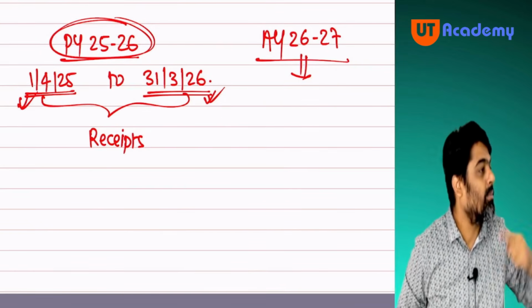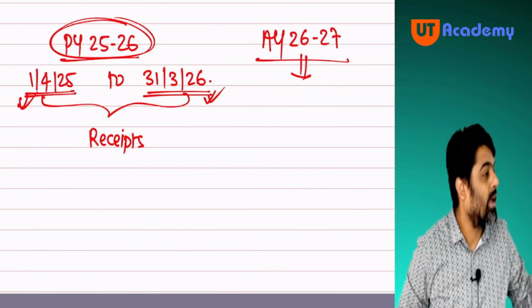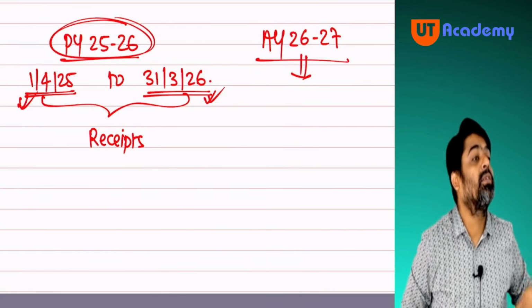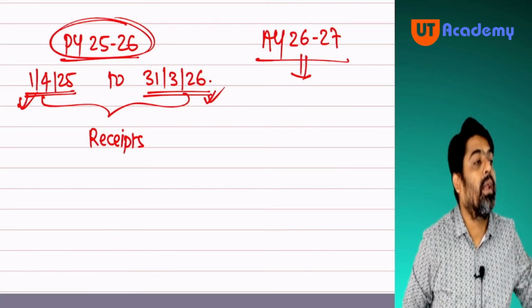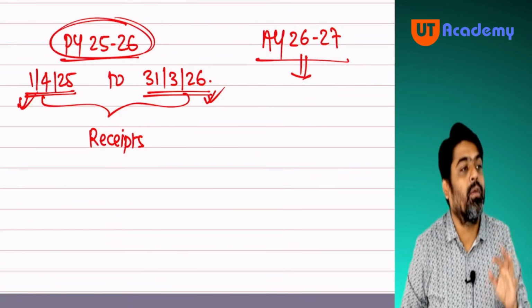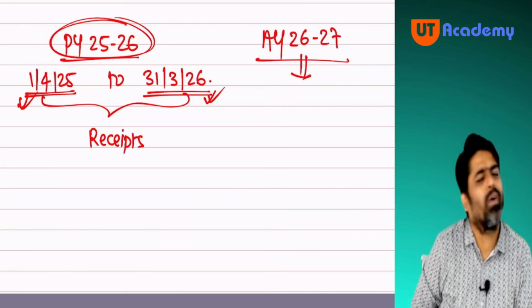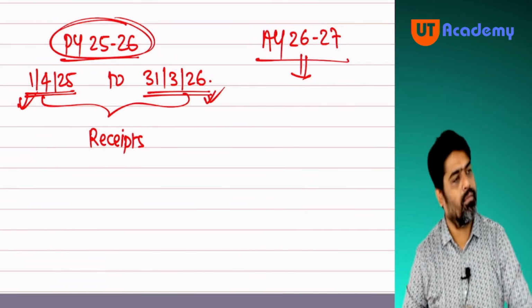So the remuneration which I am getting from KS Academy by providing my services again and again, is there any regularity? Is there any frequency? Is it a revenue receipt or a capital receipt? Revenue receipt. Now, for example, I'm working in Reliance.